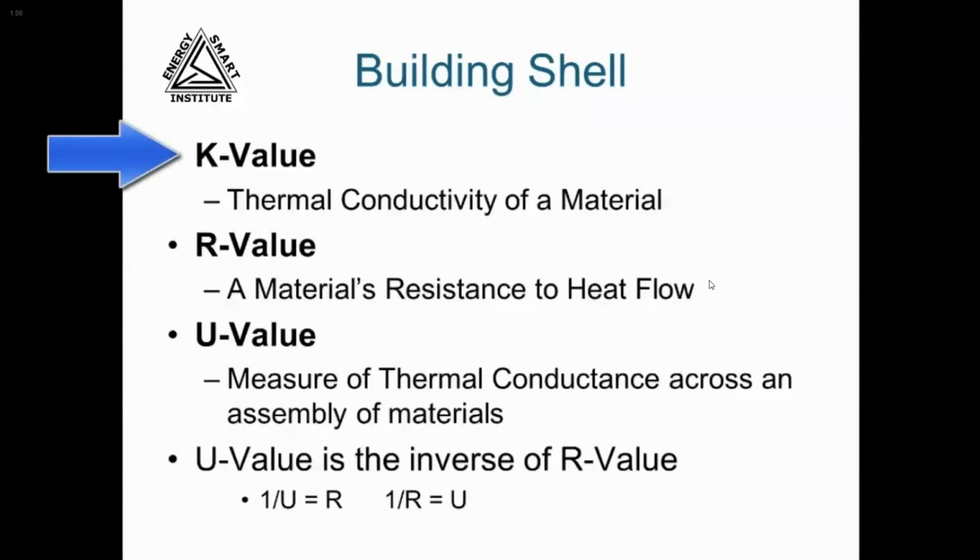K value is a property of a material. It is the material's thermal conductivity. R value is pretty common and known to most of us. It's a material's resistance to heat flow. U value is a measure of thermal conductance, but across an assembly of materials, not as a property of a single material. U value and R value can be thought of as the inverse of each other. If you take the number 1 and divide by U, you will get R. If you take the number 1 and divide by R, you will get U.